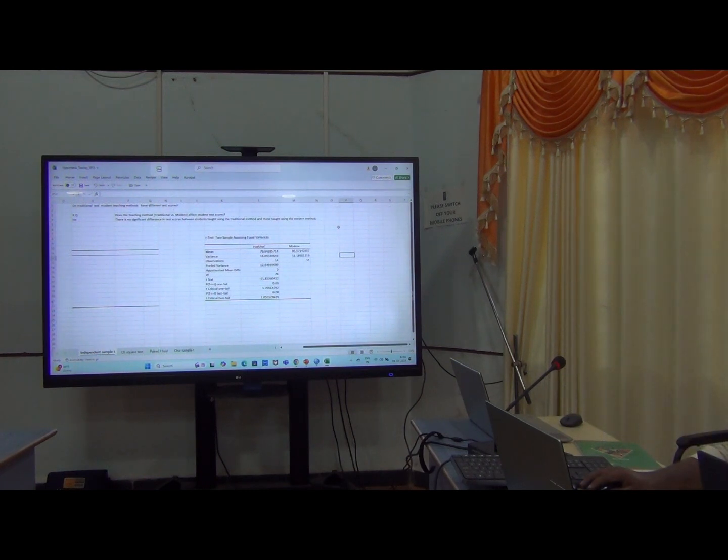So you have mean, variance, observations. So what is the mean? Mean is nothing but the average. There are two types of statistics. One is descriptive statistics and another one is inferential statistics. The descriptive statistics just gives you the summary of the data: mean, median, mode, range, quartile deviation, mean deviation, standard deviation. These are all descriptive statistics.